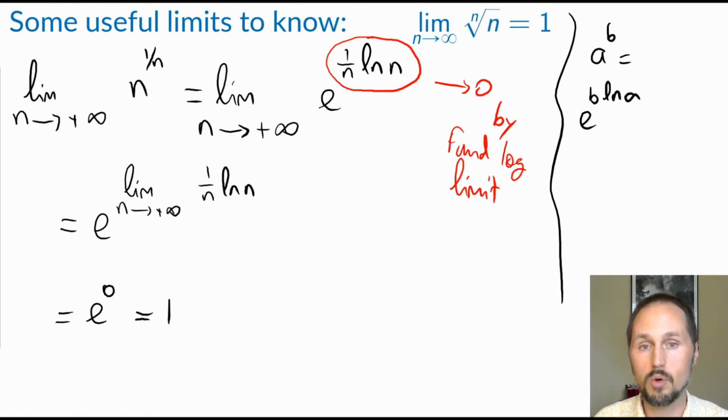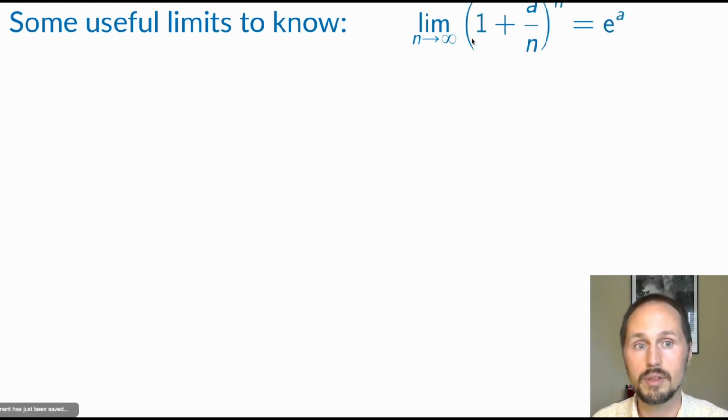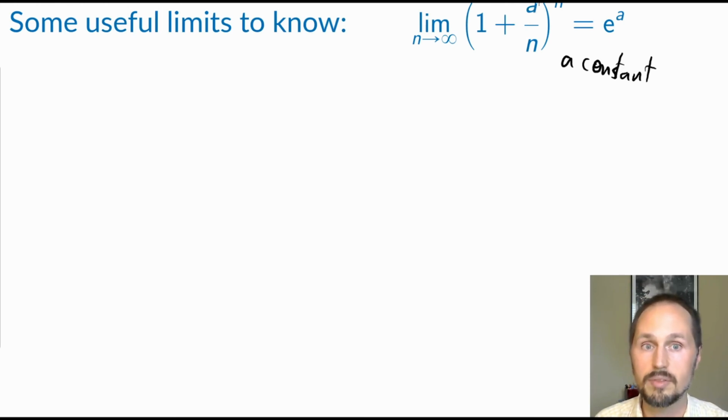And we're going to see one more similar one, where we look at the limit as n goes to infinity of the quantity 1 plus a divided by n, but raised to the nth power. And whatever it is, we're going to end up with e to the a, where this a is a constant that doesn't depend on n. So that's an essential assumption in this formula. So let's figure this one out.